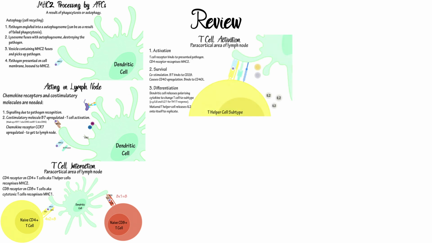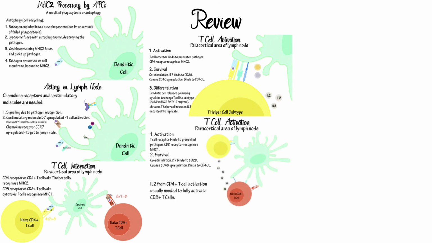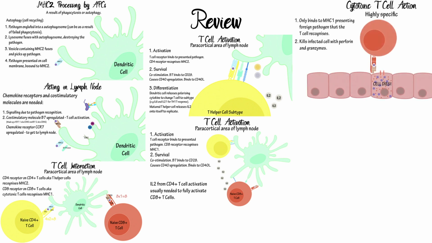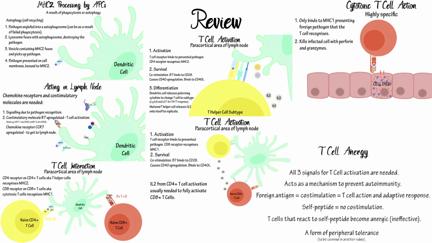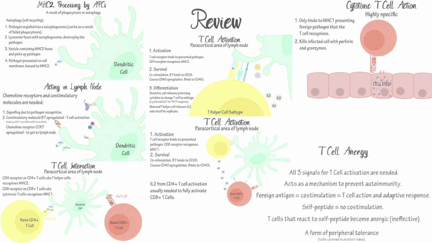Activation of CD4 positive T cells is a 3-step process: activation, survival, and differentiation. For CD8 cells, they bind to MHC1 instead and need IL-2 from CD4 cells to become fully activated. CD8 cells are highly specific and kill via perforin and granzymes. And to prevent autoimmunity, if self-peptide is presented, the T cell becomes anergic due to no co-stimulation.